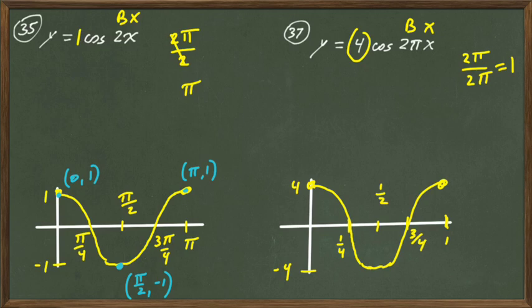So where are my maximums and minimums? I would have it at 0, 4, and 1, 4. Where's the minimum? 1/2, -4. I hope these helped, and if you have to do a phase shift on a cosine, it's done in the same way.